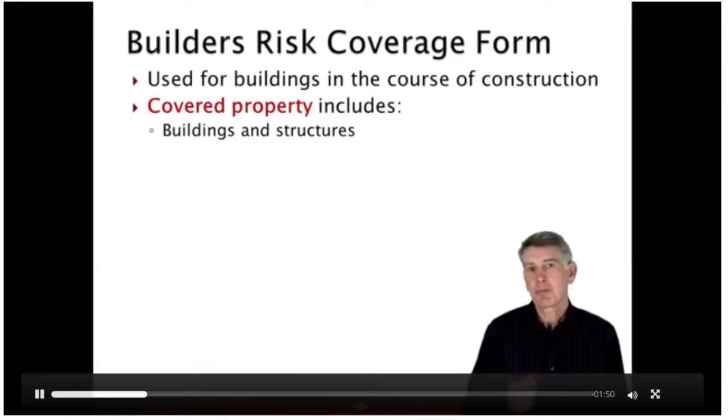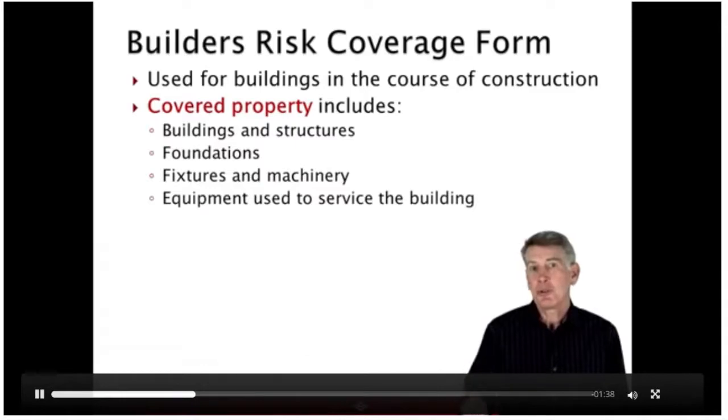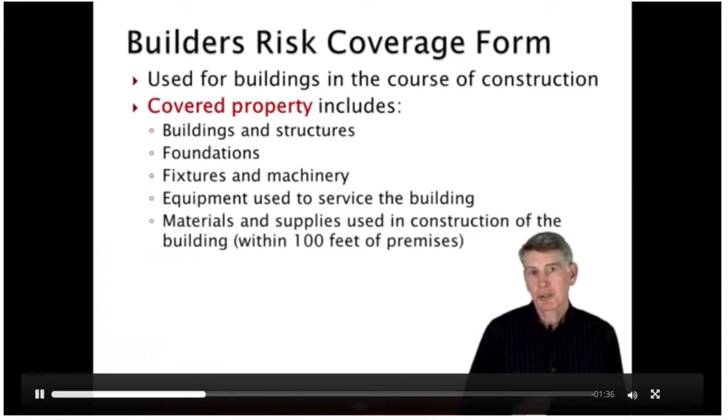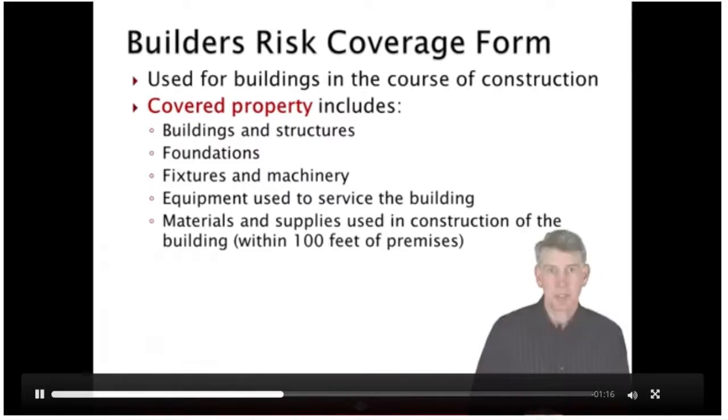The following types of property are also covered: the foundation of buildings and structures, fixtures and machinery that will become part of the covered buildings and structures, equipment used to service the covered buildings and structures, the insured's buildings, materials, and supplies used for construction of covered buildings and structures. The previous types of property are only covered if they are to be permanently located in or on covered buildings and structures or within 100 feet of the premises.